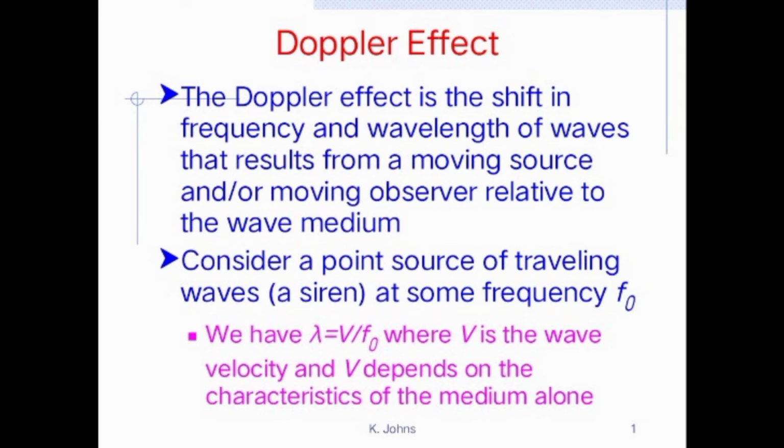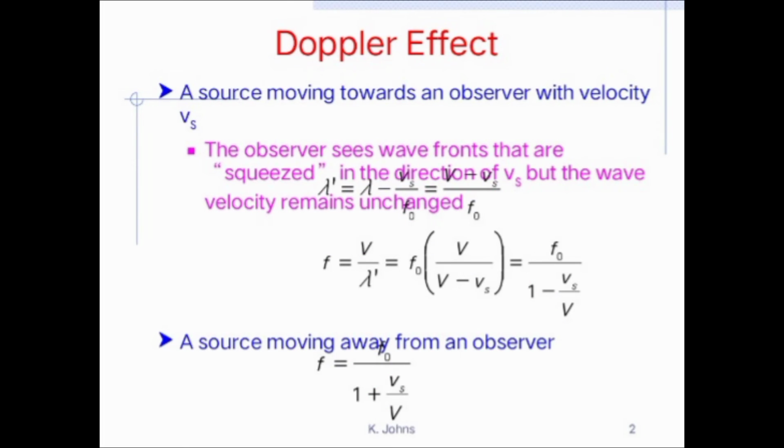Consider a point source of traveling waves at some frequency. A source moving towards an observer with velocity v. The observer sees wave fronts that are squeezed in the direction of v, but the wave velocity remains unchanged. This is the formula. And another formula, a source moving away from an observer.